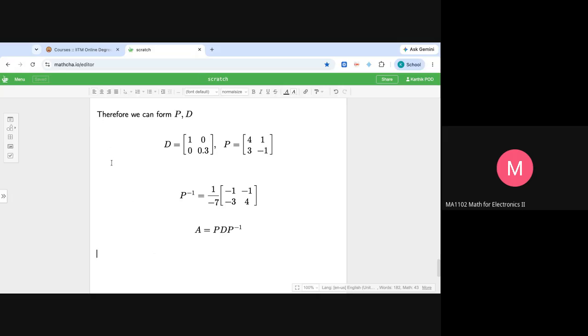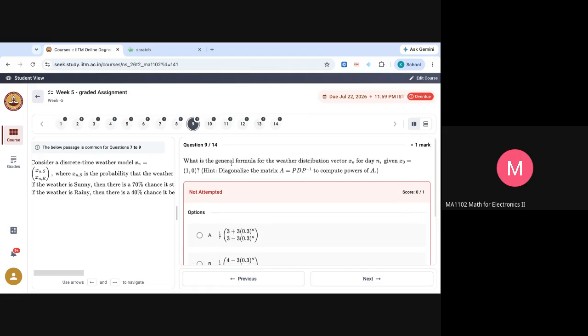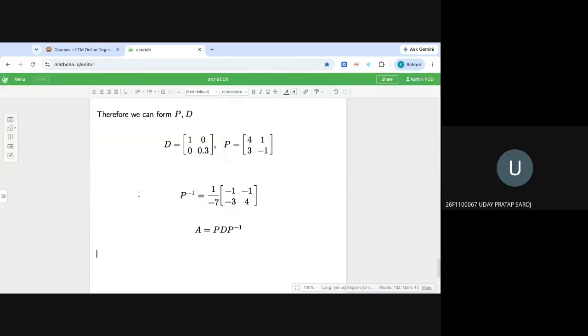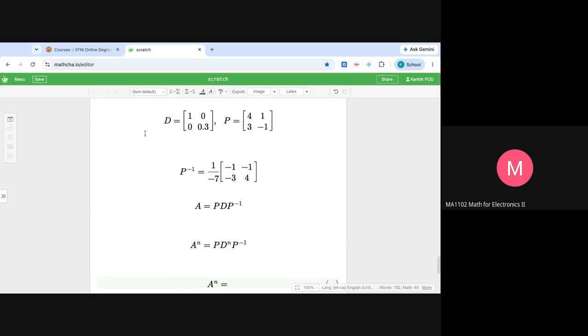Okay, so that is diagonalization. What we have done is calculate A squared, but in fact what we need is A power n. So we will do that. Therefore, A power n becomes P D power n P inverse. And what is that? A power n will be P is this one.